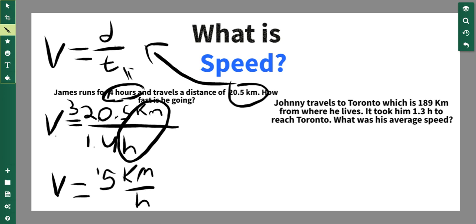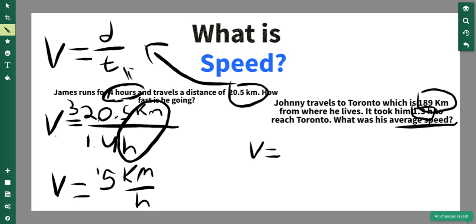So first of all, we can see the distance. The distance is 189 kilometers. So we got the distance. It also took him 1.3 hours, so now we got the time. So now we found what the average speed is. Now we need to realize we're looking for speed. So v is equal to distance over time.